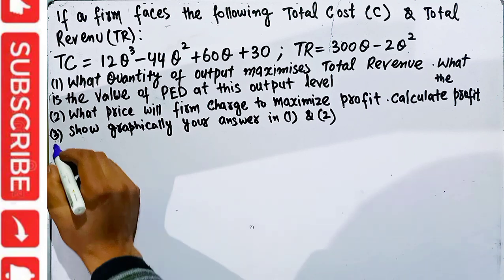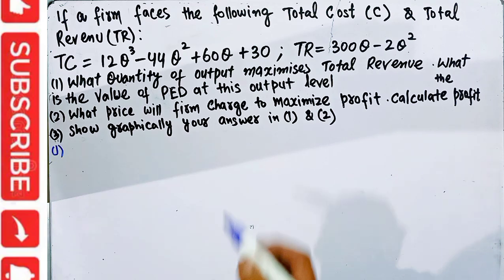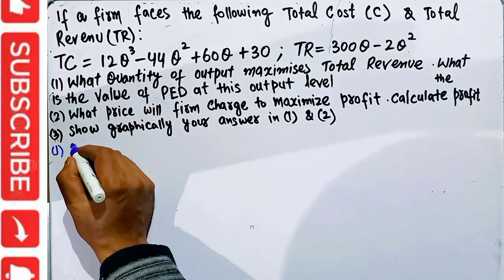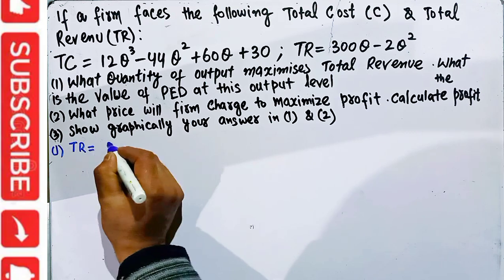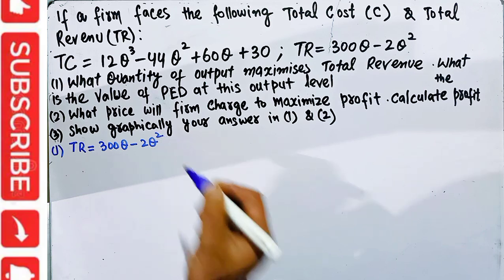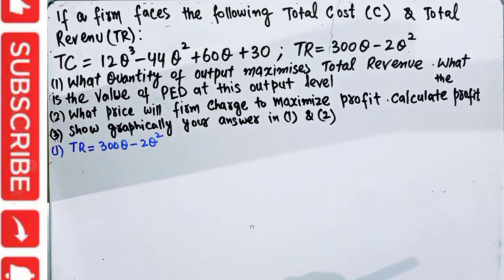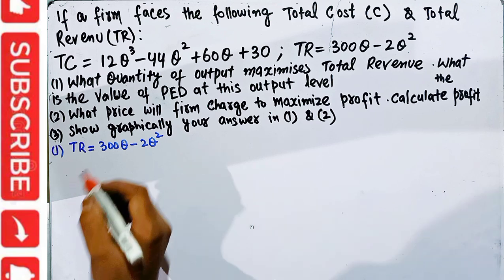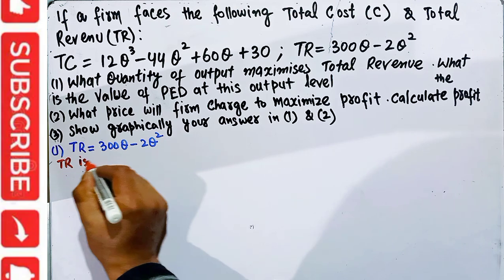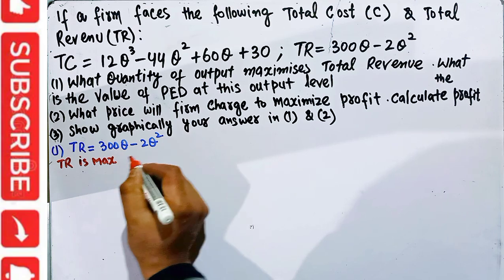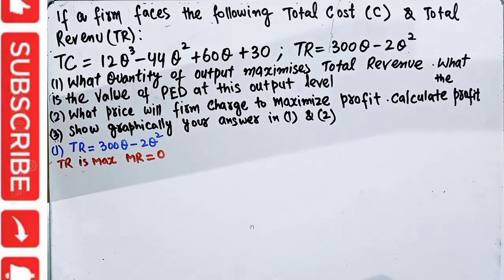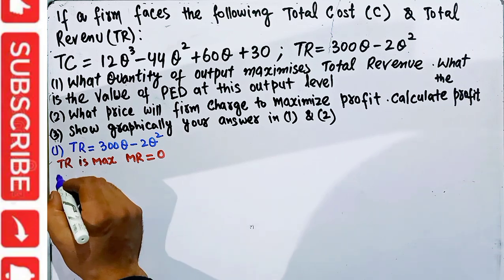Okay, so we have the first question. We are being told to find out the quantity of output that maximizes the total revenue. The total revenue function is given to us as 300q minus 2q square. Now total revenue is maximum when marginal revenue is equal to 0. Simple thing. So that means we need to find out the marginal revenue first.